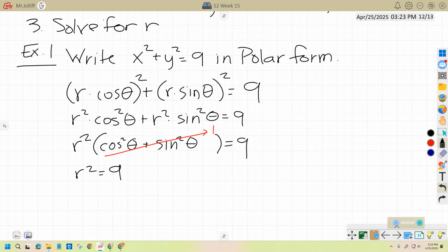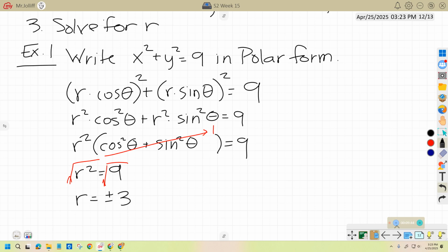Last step is to solve for r, not for r squared. So I need to undo the square with a square root. On the left, I get r. Check, that's what I wanted. On the right, when I take the square root of a number, what do I pick up in front? Plus or minus. Very good. I can have a positive or a negative solution.